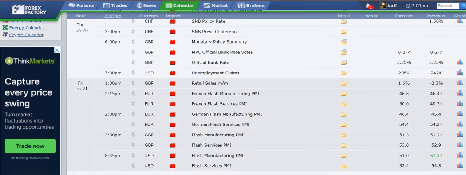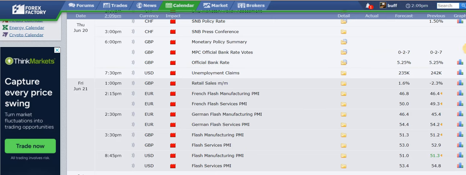Next week. US unemployment claims, retail sales in the UK. Then we're getting to Friday. Got all the flash manufacturing PMI numbers out of France, Germany, and UK and the US.